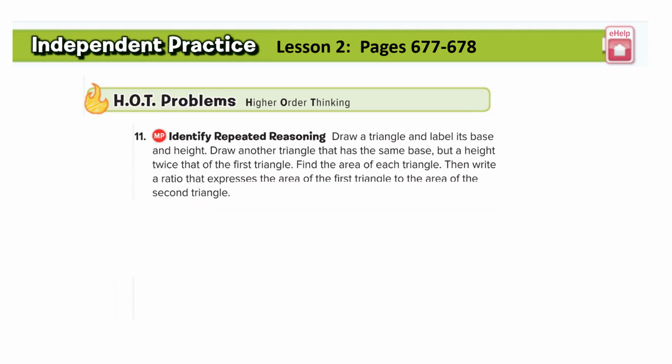Question 11. Identify repeated reasoning. Draw a triangle and label its base and height. Draw another triangle that has the same base, but a height twice that of the first triangle. Find the area of each triangle, then write a ratio that expresses the area of the first triangle to the area of the second triangle.